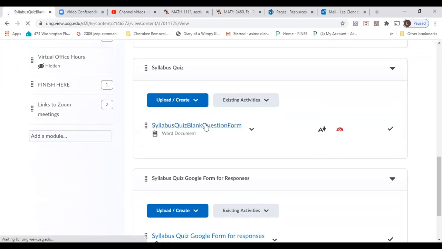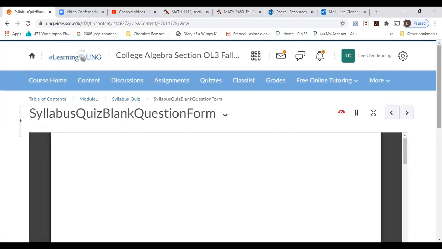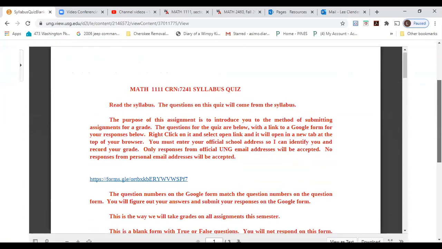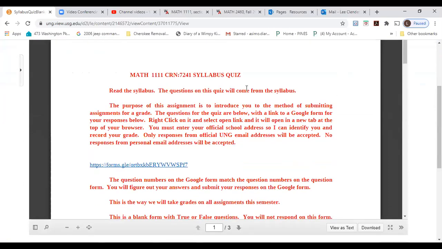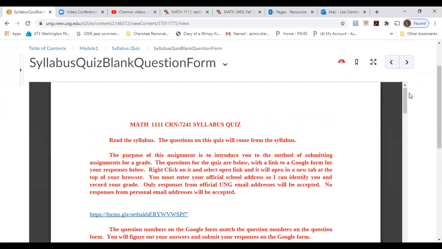Hopefully that'll load quick. It's just a Word document. So this is where the questions are on the syllabus quiz. The other section, 1111 or 7242, you'll have a separate form. It's the same questions, absolutely identical quiz. I'll show you what's different.